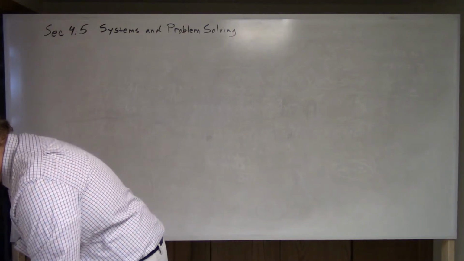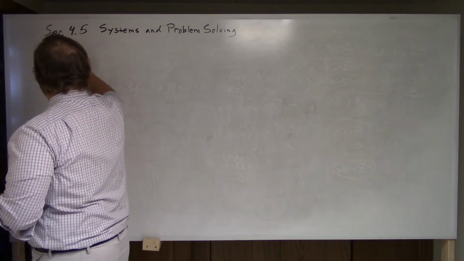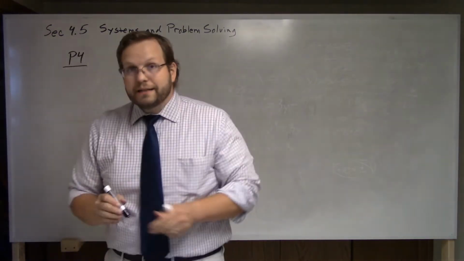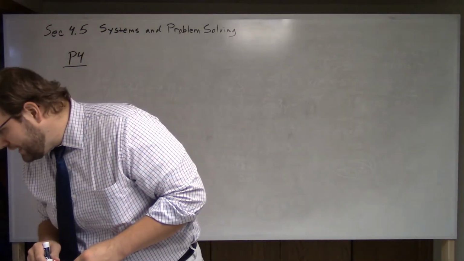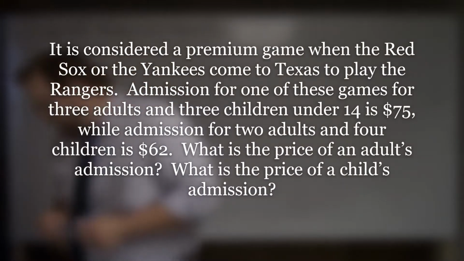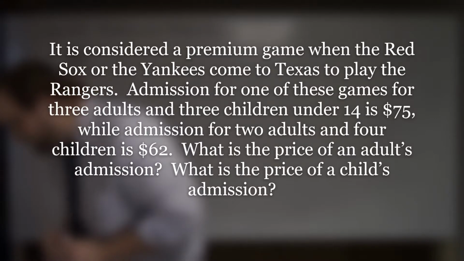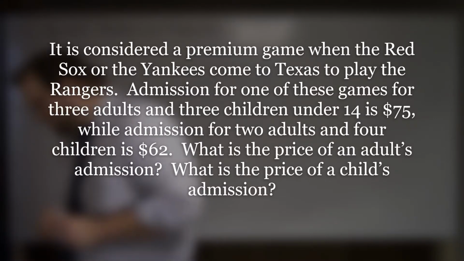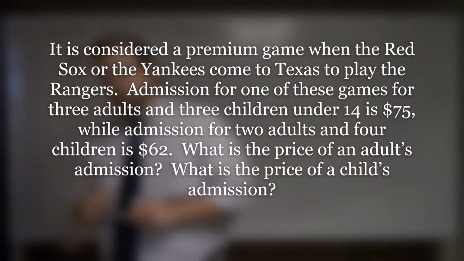Okay, so practice 4. Practice 4 is found on page 288, and it reads, "It is considered a premium game when the Red Sox or the Yankees come to Texas to play the Rangers. Admission for one of these games for 3 adults and 3 children under 14 is $75, while admission for 2 adults and 4 children is $62." Then they give you 2 parts to the question. It says, what is the price of an adult's admission and what is the price of the child's admission? There is a third part, but we're going to hold off on that.